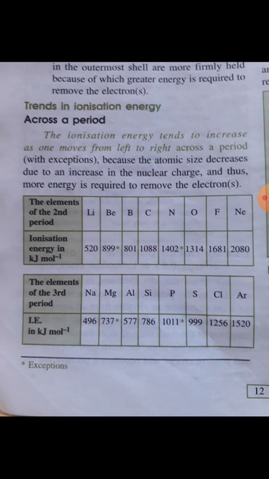From lithium to neon, and here from sodium to argon, look at the second table given below. Sodium is 496, magnesium is 737 and aluminium is 577. Slowly it increases towards argon, 1520. Only in sulfur it was slightly lower, again it increased in chlorine, and then argon is higher. Ionization potential keeps increasing because the nuclear charge increases as we move from left to right, due to the strong electrostatic force of attraction between the subatomic particles. Hence the shells come closer to the nucleus, and it takes more energy to remove the electron.